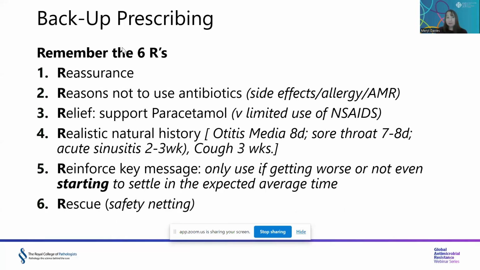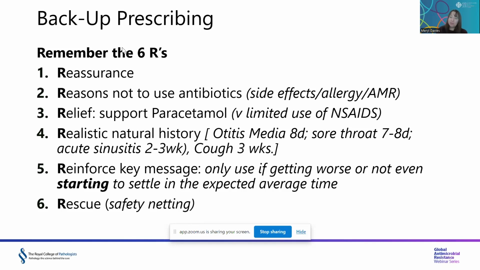And when we utilize a backup antibiotic strategy, we have to remember the 6 R's. So to reassure the patient that an antibiotic isn't needed now and the reasons why not to use the antibiotic. So things like side effects, allergies, and antimicrobial resistance. Provide advice on symptomatic relief and self-care. Give information on the realistic natural history of that condition. So for example, a cough can last up to 3 weeks.